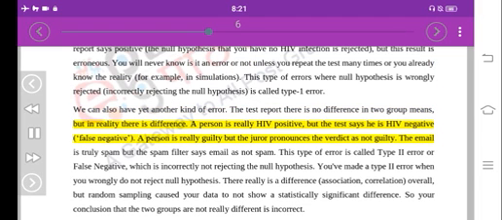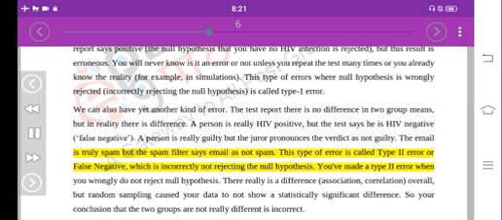A person is really HIV positive, but the test says he is HIV negative: false negative. A person is really guilty, but the juror pronounces the verdict not guilty. The email is truly spam, but the spam filter says the email is not spam. This type of error is called type 2 error or false negative, which is incorrectly not rejecting the null hypothesis.